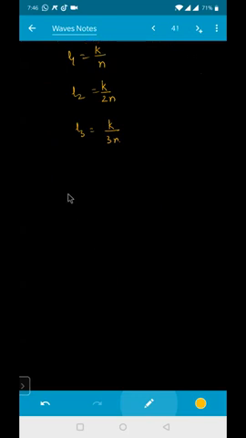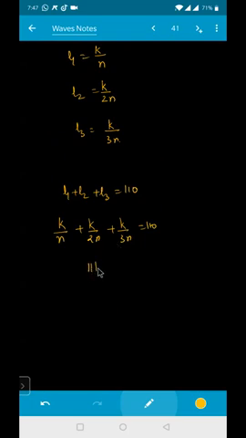So total length is given how much, beta? L1 plus L2 plus L3 equals 110. That means K by N plus K by 2N plus K by 3N equals 110. So this total will become, taking the LCM 6N, 6 plus 3 plus 2, which is 11K by 6N, equal to 110. So K by N will become 60.